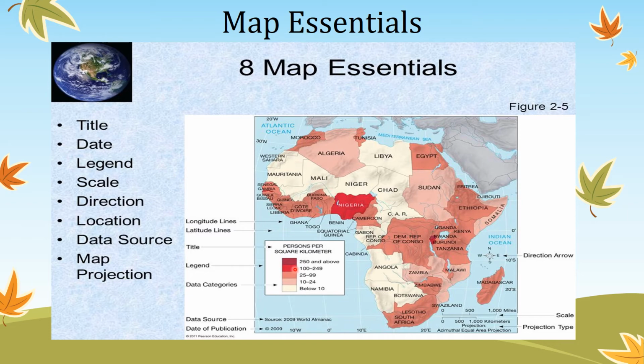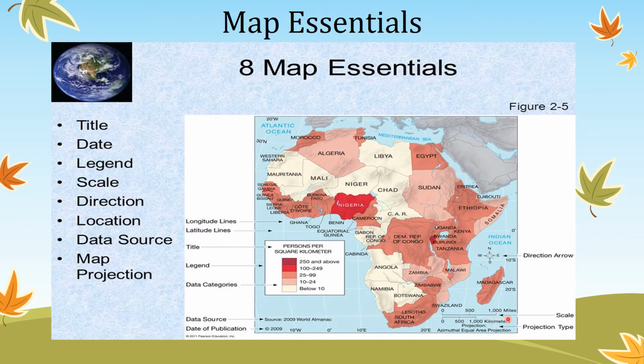By looking at the legend, you should be able to determine what the colors on the map means. This is the source where the author got his or her information from. That is located right now on the map. Here is the date of publication. Can you guess why this information is important?